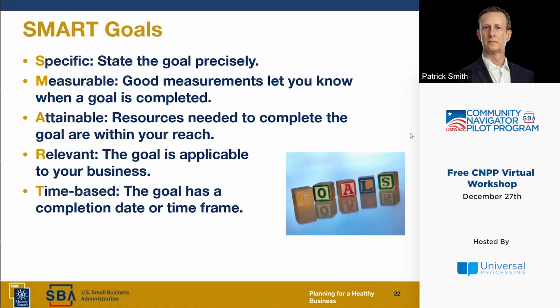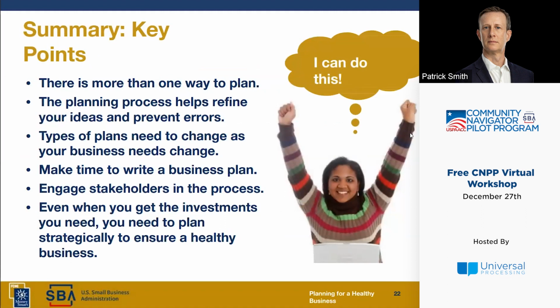So, summary of the key points. There's more than one way to plan. The planning process helps refine your ideas and prevents errors. Types of plans need to change as your business needs change. Make time to write a business plan. Engage stakeholders in the process. Even when you get the investment, you need to plan strategically to ensure a healthy business.